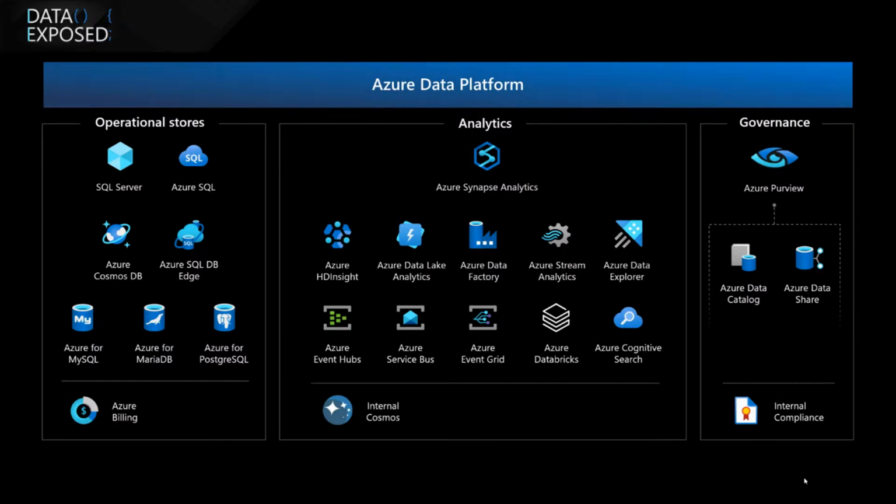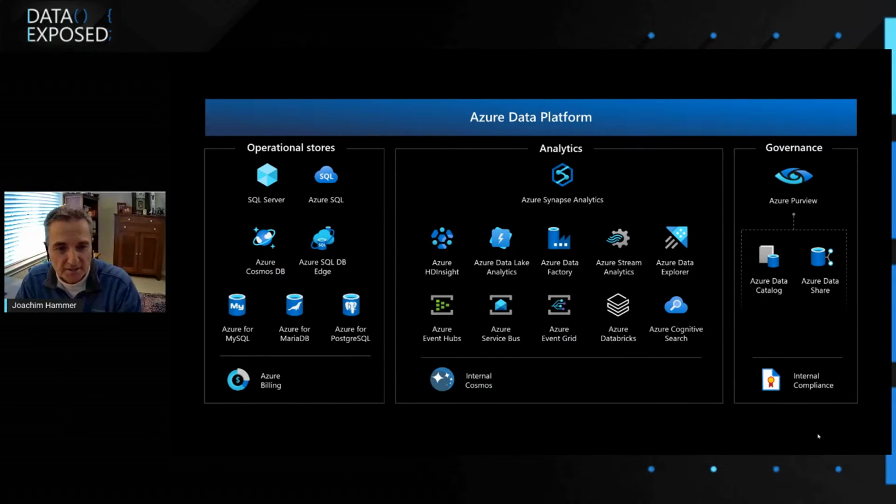On the right-hand side, we distinguish the operational stores, and that includes SQL, of course, but there's Cosmos. We have SQL DB on Edge now. We have the open source systems. And then we have this bucket in the middle. This is all about analytics and business intelligence. There's Synapse, there's big data, data lake, there's data movers, Databricks, and search, and so forth.